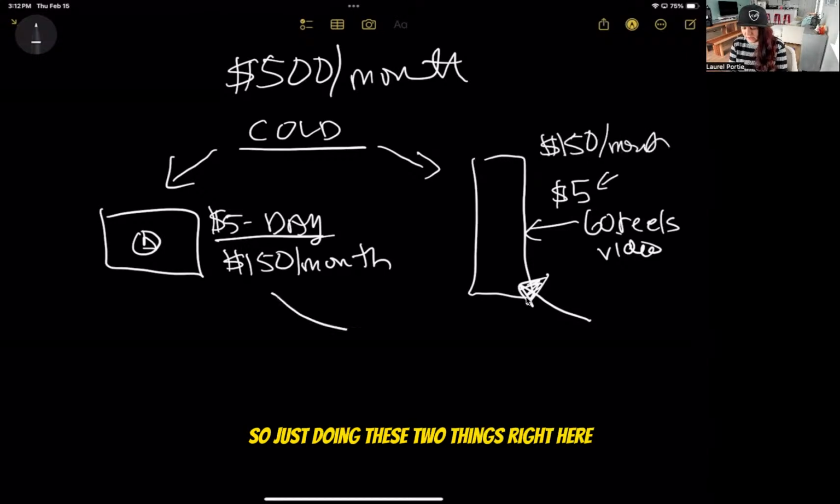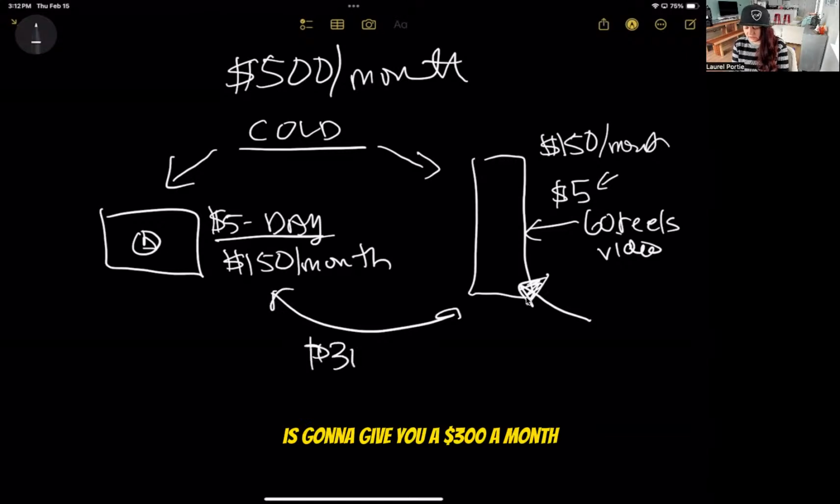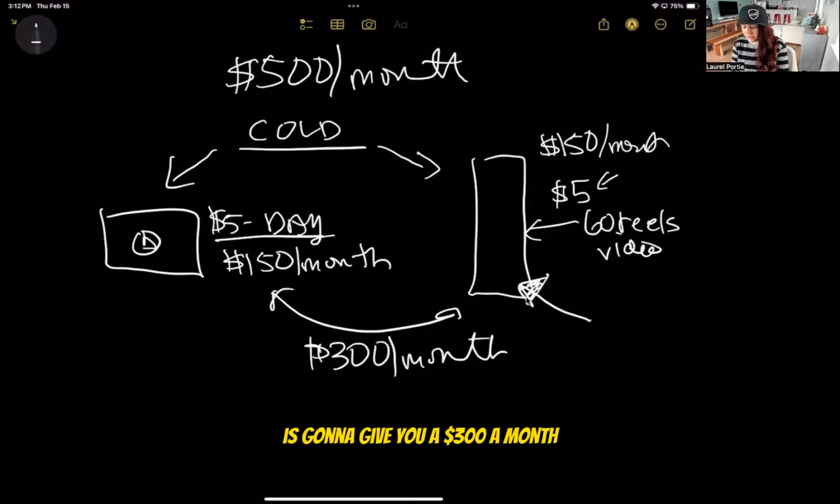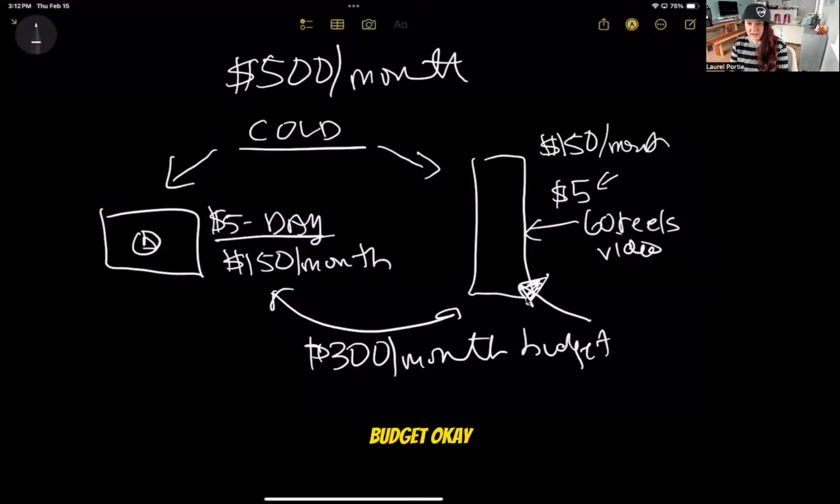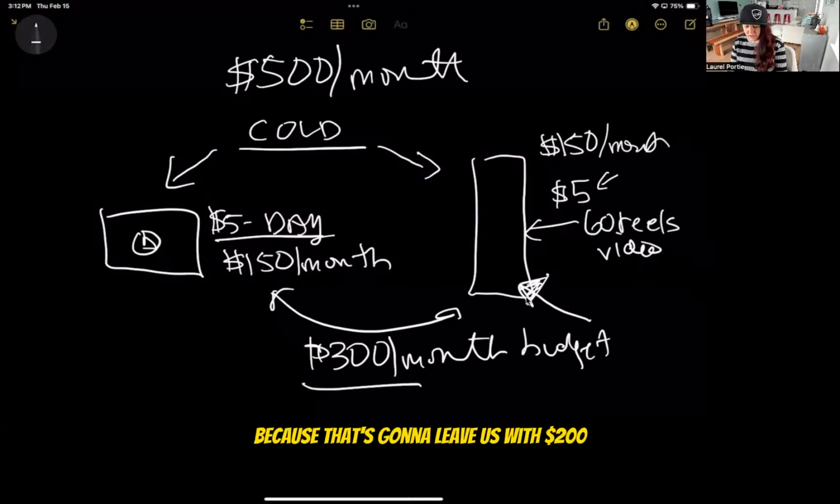So just doing these two things right here is going to give you a $300 a month budget. Now, what you could actually do with the remaining budget, because that's going to leave us with $200, is use that to test.